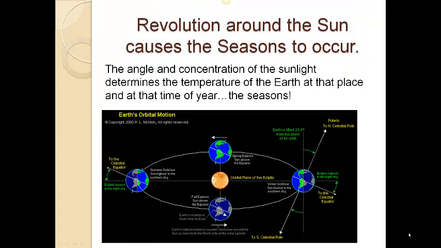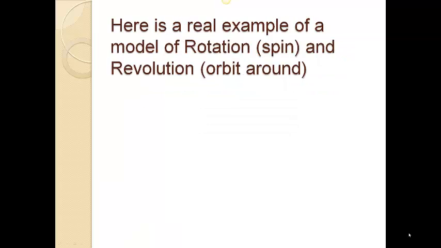Now, here we go. The revolution around the sun causes these seasons to occur. This is because of the angle and the concentration of the sunlight, and this determines the temperature of the Earth at that place and at that time of the year. That's what we call the seasons. Okay, so this is just another more sophisticated model for you to see. Now, we're going to show you a real funny video of some guy doing a model of the sun, the Earth, and the moon.